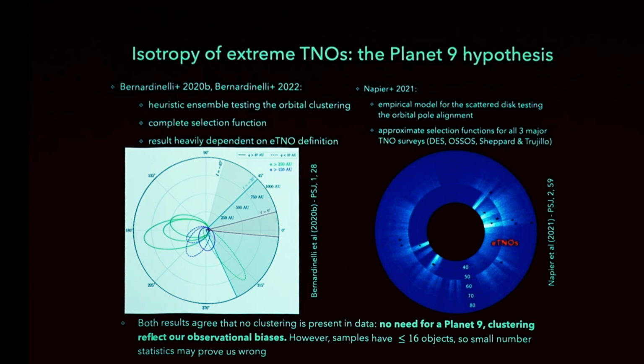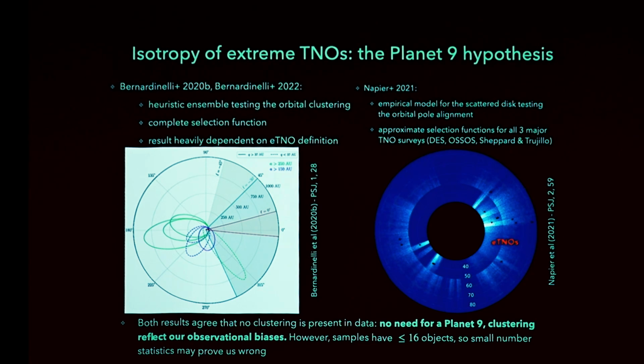This clustering that we should be seeing for the Planet Nine hypothesis doesn't show in our data. So in other words, one way of putting this is that our data does not require our objects to be clustered to be explained. They're essentially consistent with being uniformly distributed in the observing models. Of course, this is a small sample size. We have 16 objects. If you want to search for objects that are more detached, it's a smaller number. So there's still some small number statistics thing here that may prove us wrong, but this is basically a dent in the Planet Nine hypothesis.